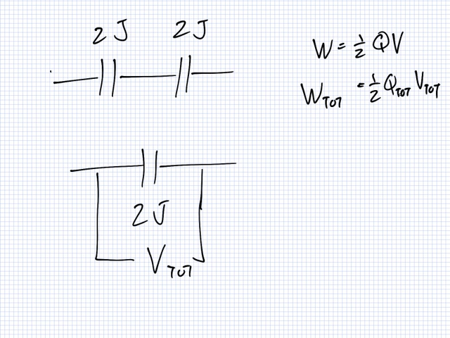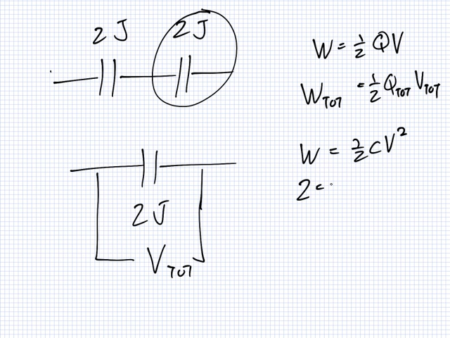The total charge though, it's still just one of these, because when you put them together, the charge in total is just for one of them. Yeah? So I think what I'll do is keep this as 2 joules. So I get now work is a half CV squared. So work is 2, a half.